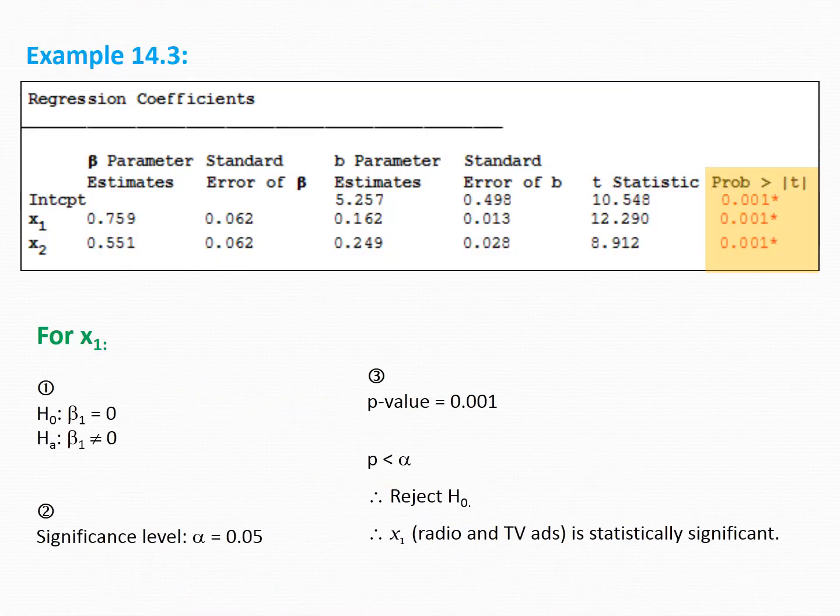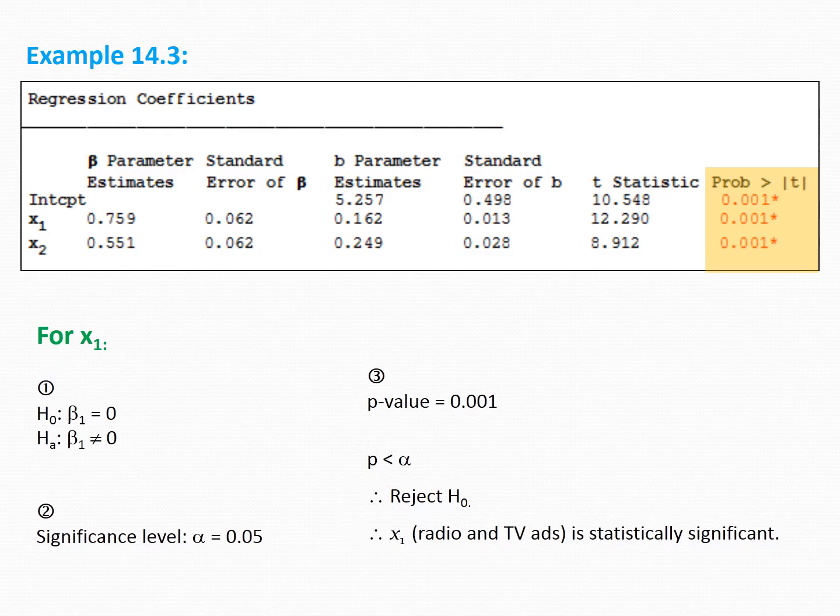We can obtain our p-values from the regression coefficients part of our computer output, and we look at the last column. So this value that is next to x1 will be the p-value for testing the regression coefficient for x1, and this value will be the p-value that we use in the hypothesis test for testing the regression coefficient of x2. So let's look at x1 first of all.